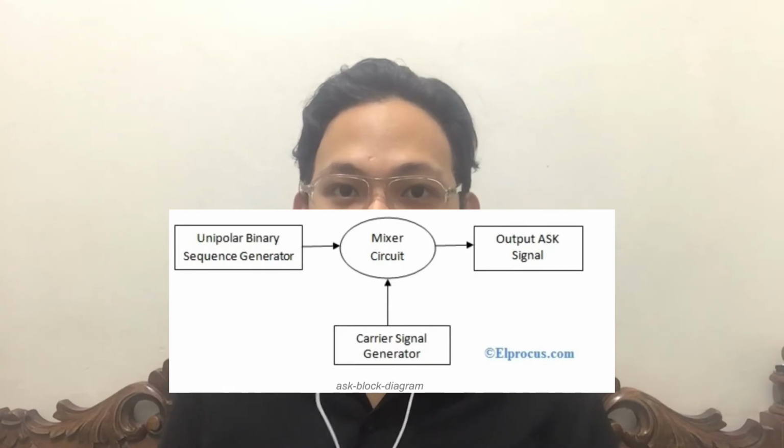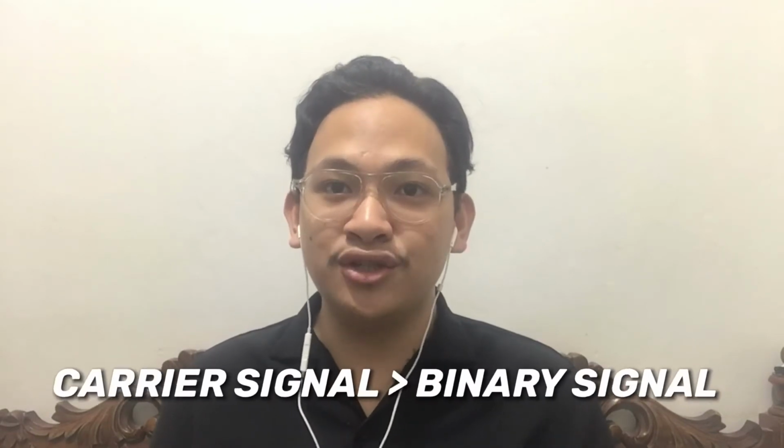If the carrier signal amplitude is less than the input binary signal voltage, such a combination will result in an overmodulation or undermodulation effect. So to achieve perfect modulation, the carrier signal should have more amplitude range than the input binary signal.